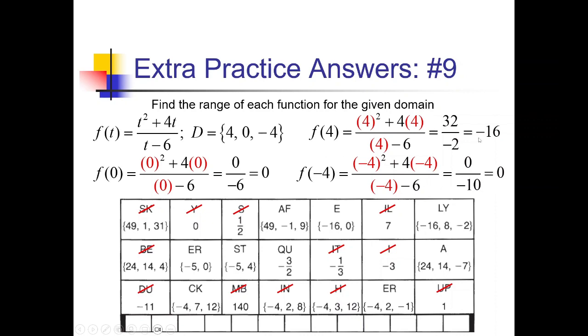So I'm looking for negative 16, 0, and 0. They're not going to repeat the 0, though. They're only going to write it once. So negative 16 and 0 is our range. So E gets going.